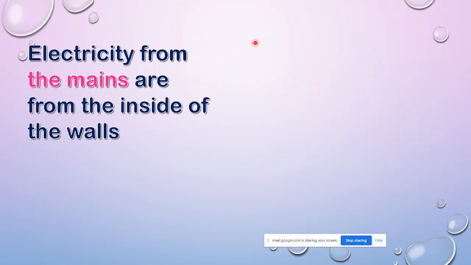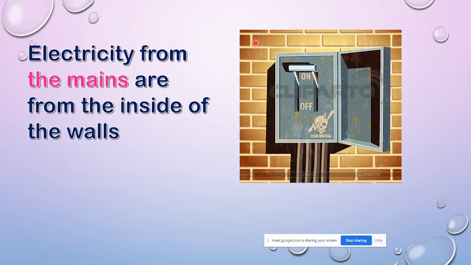Okay. Now, electricity from the mains comes from inside the walls. What do we mean by wall? Usually, the wires for the electricity are hidden inside the wall. Although sometimes you can see them, just like here at the school, you can see them outside the wall. But for your houses, I guess they are inside the wall.